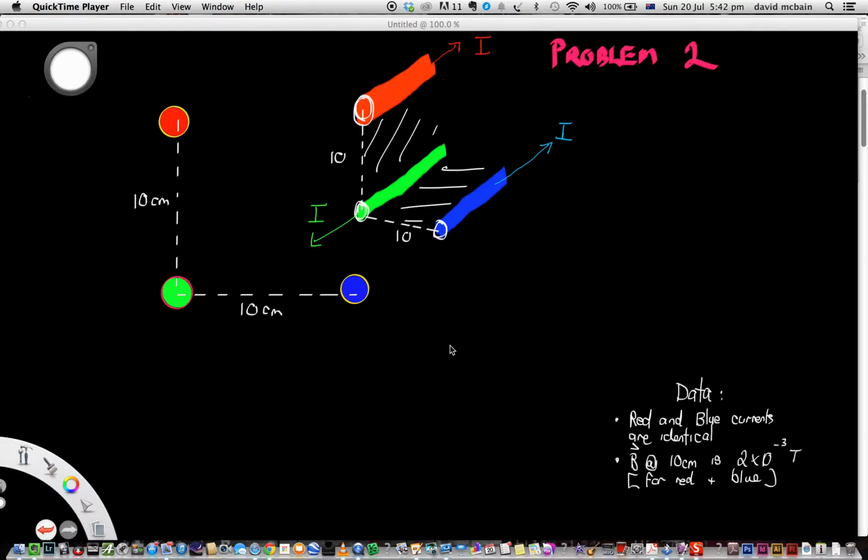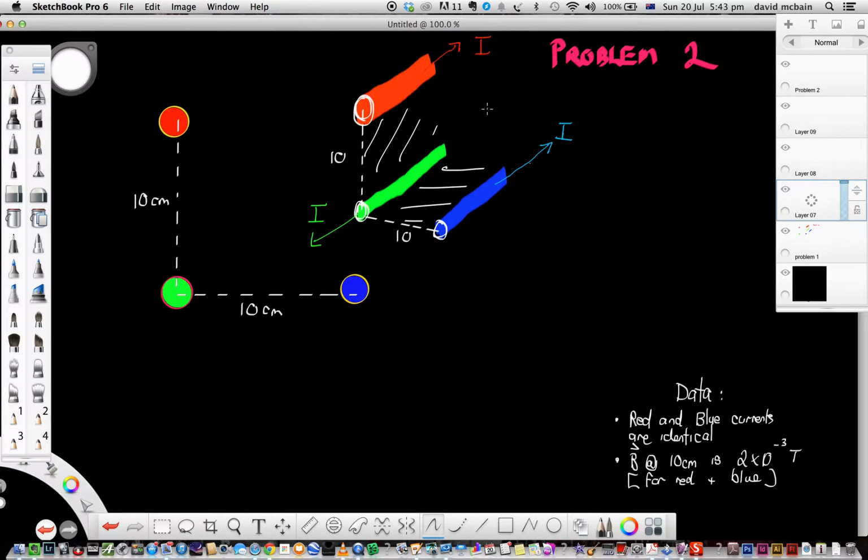Okay, problem 2. Now in this problem we've got 3 power cables. We've got a red one, a blue one and a green one. Now the red power cable and the blue power cable are carrying exactly the same current in this direction, indicated by this red and blue arrow.